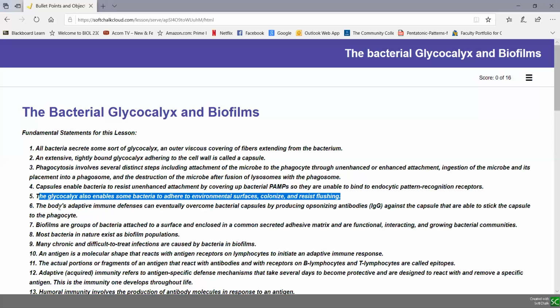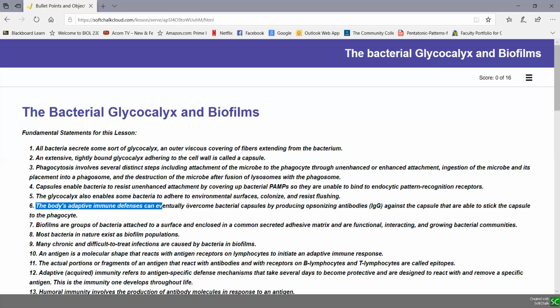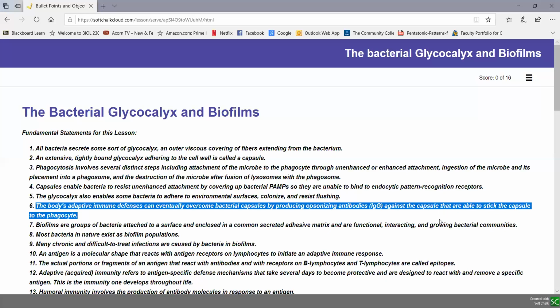The body's adaptive immune defenses can eventually overcome bacterial capsules by producing opsonizing antibodies, primarily IgG, against the capsule that are able to stick the capsule to the phagocyte.